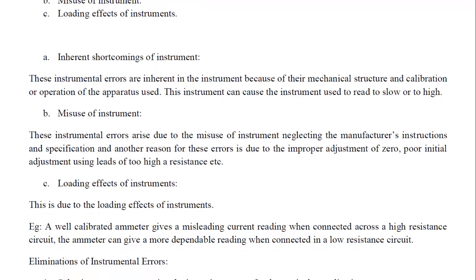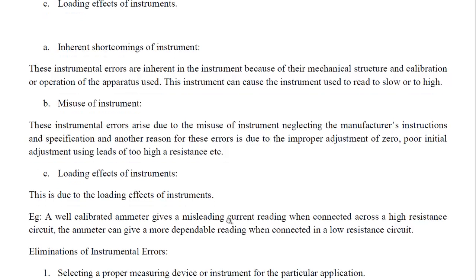For example, a well calibrated ammeter can give a misleading current reading when connected across a high resistance circuit. The ammeter can give a more reliable reading when connected in a low resistance circuit. So it depends on how you are loading the instrument. This error can be eliminated by using the appropriate type of measurement connection.